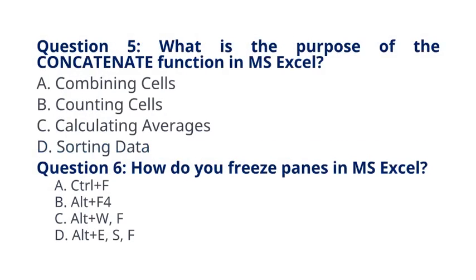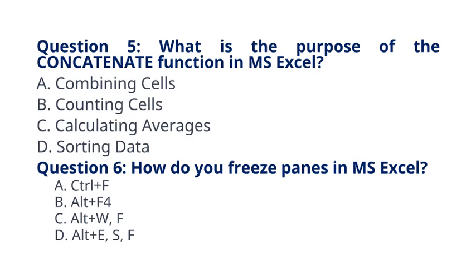Question 5. What is the purpose of the concatenate function in MS Excel? A. Combining cells. B. Counting cells. C. Calculating averages. D. Sorting data. The correct answer to question 5 is option A. Combining cells. Explanation: Concatenate is used for combining text from multiple cells.